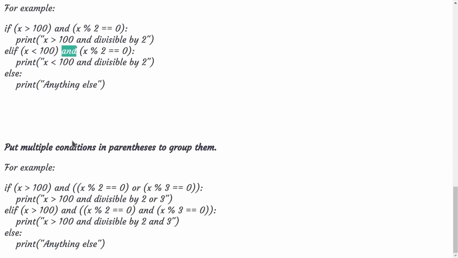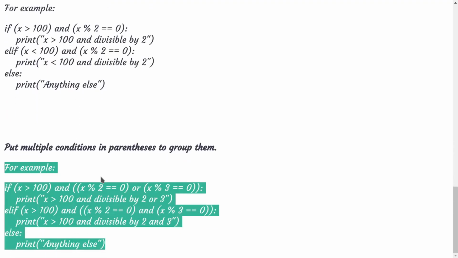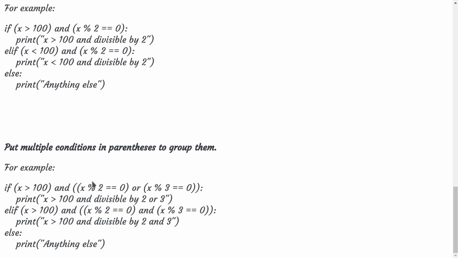In the last example, as you can see, we have used multiple parentheses to separate different conditions. Here we have taken the example of multiple AND or OR logical operators. The first parenthesis is for x is greater than 100. Then we have another nested parenthesis in which we have the condition that x should be either divisible by 2 or x should be divisible by 3. In the same way, in another elif condition, the first parenthesis is for the x is greater than 100 condition and another nested parenthesis is for two conditions such that x must be divisible by 2 and x must be divisible by 3.